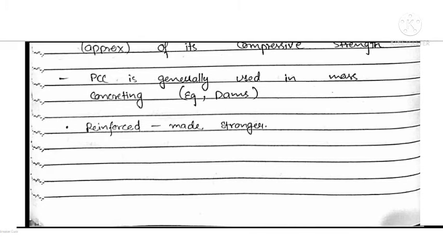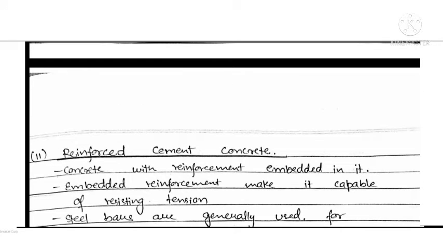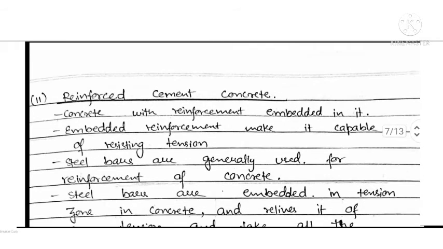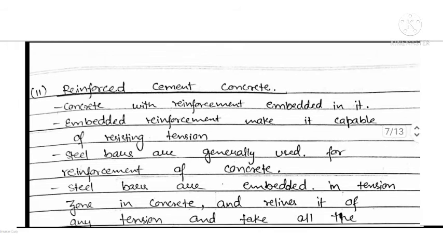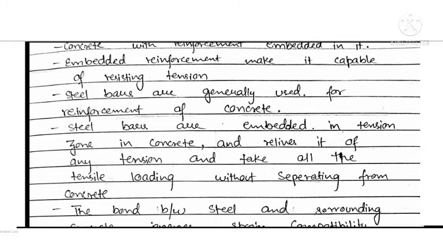Last point is, what is the meaning of reinforced? The meaning of reinforced is made stronger. Okay. Second part is reinforced cement concrete. The concrete with the reinforcement embedded in it. Embedded reinforcement makes it capable of resisting tension. And steel bars are generally used for the reinforcement of concrete. The steel bars are embedded in the tension zone in the concrete and relieve it of any tension and take all the tensile loading without separating from the concrete.